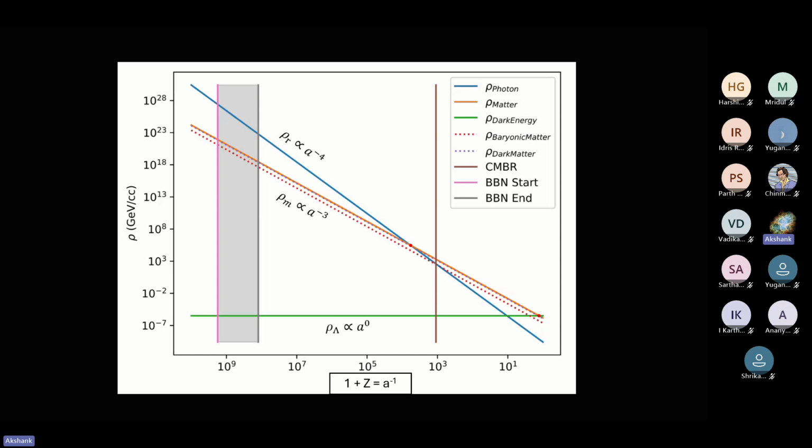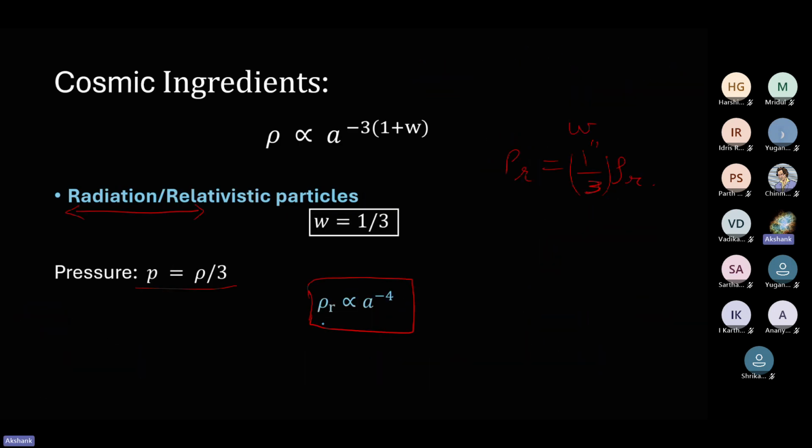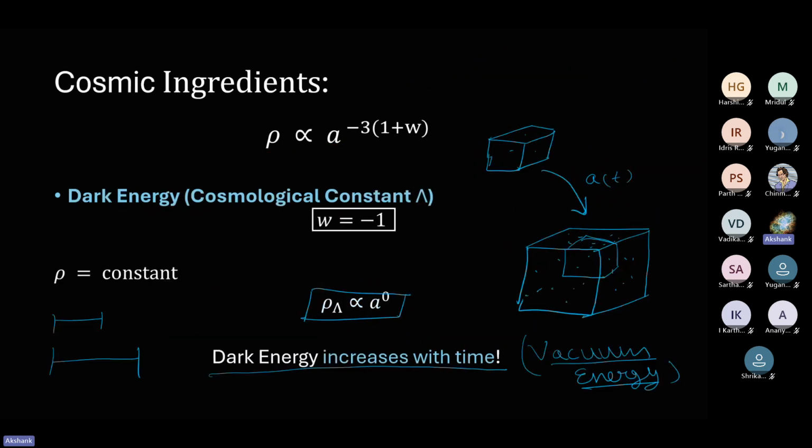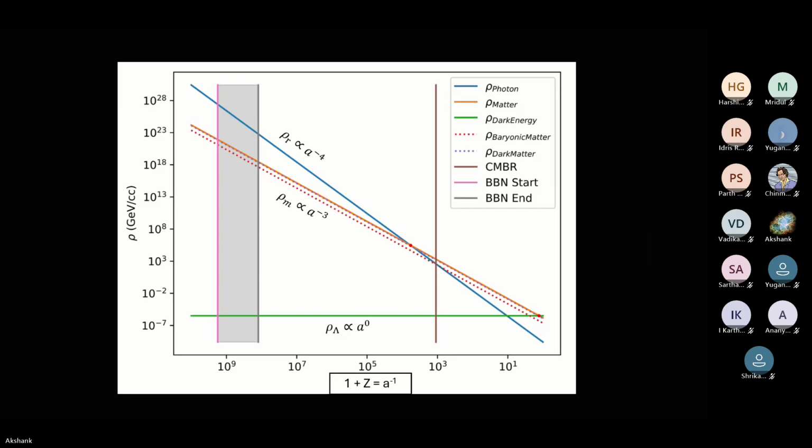So what this means is that we saw radiation is decreasing as A raised to the power 4, matter density is decreasing as A cubed, and dark energy density is constant. So when you look at these densities of these constituents with the scale factor A, what you see is that in the past, so this is your present. This point is z equals 0 or close to 0.